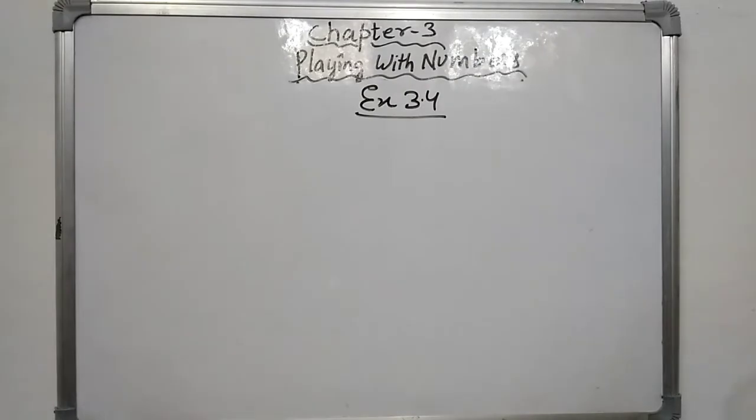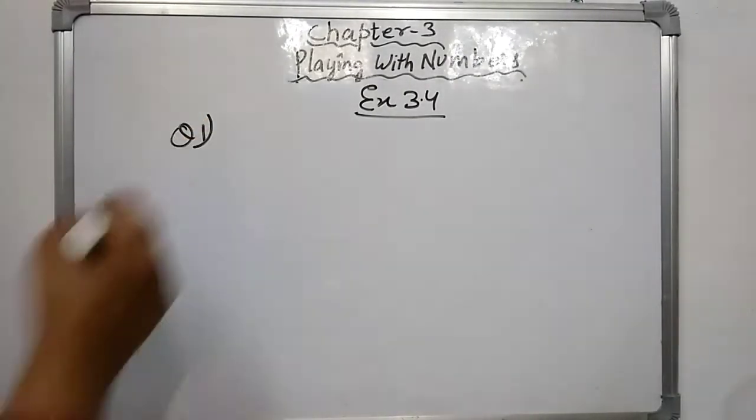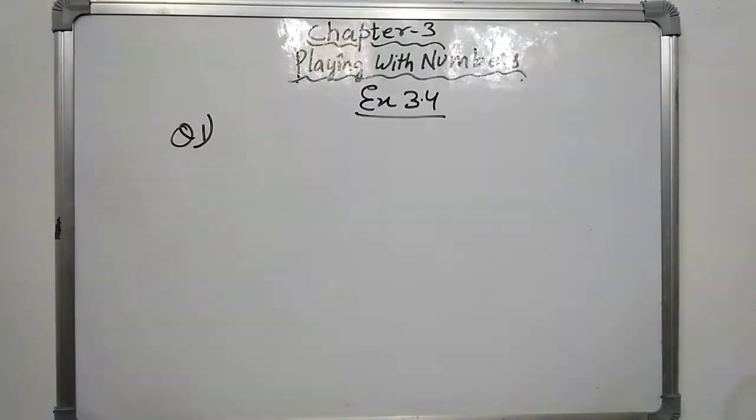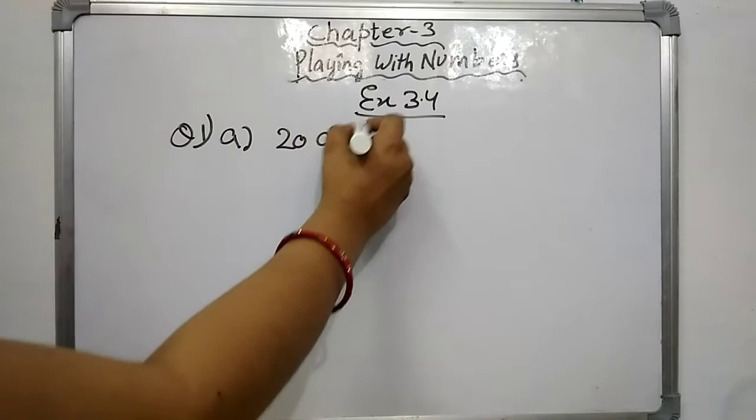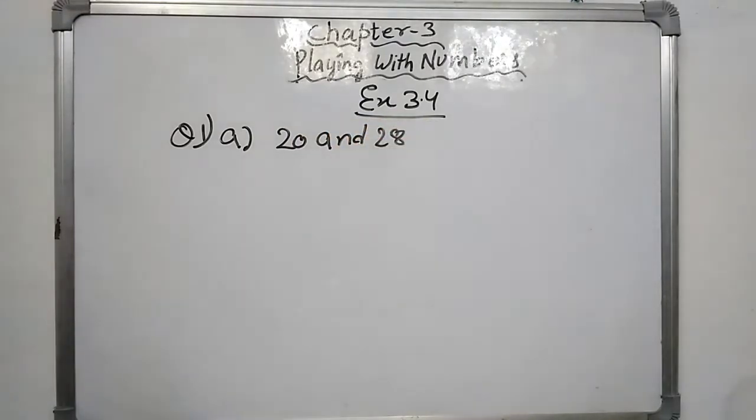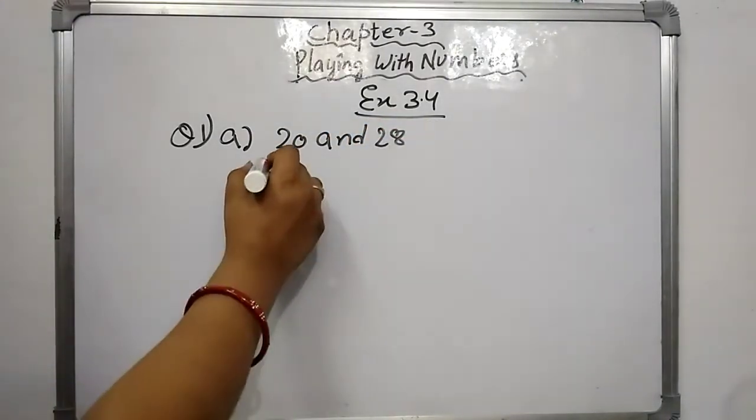Let's start our exercise 3.4. Question number 1. Find the common factors of 20 and 28. Firstly, we'll write down factors of 20.